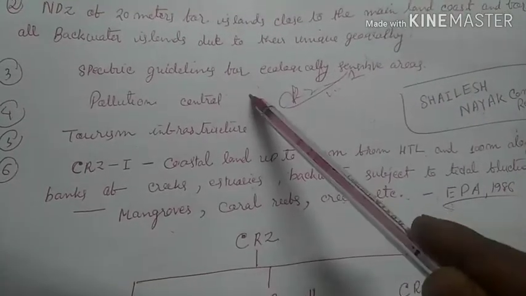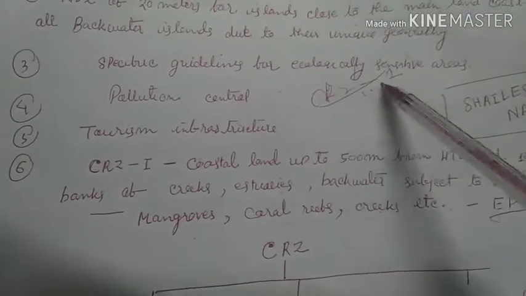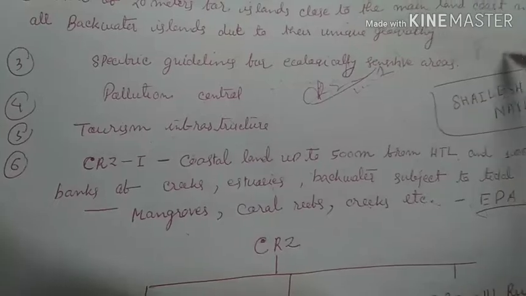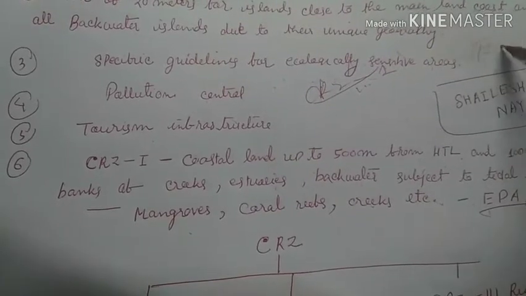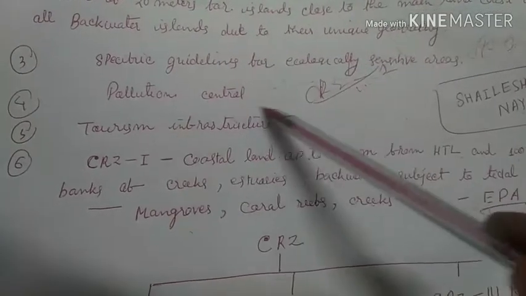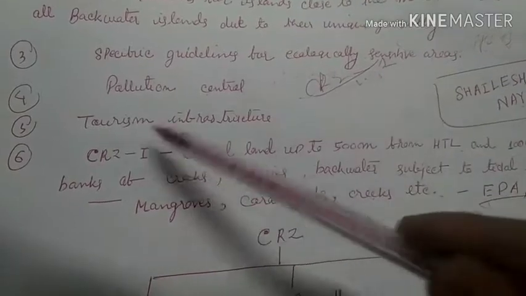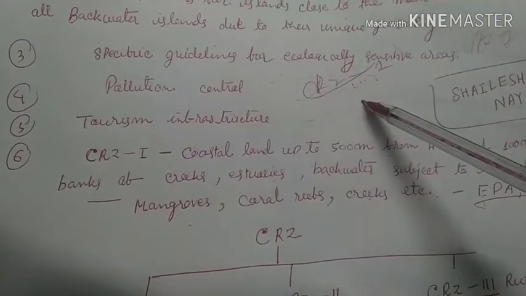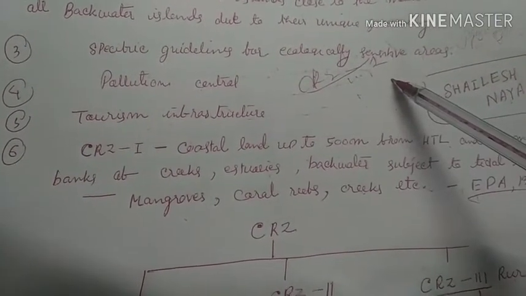Specific guidelines have been issued for ecologically sensitive areas. That means for coastal regulation zone part 1. Pollution control measures have been issued. Tourism infrastructure guidelines have been declared.